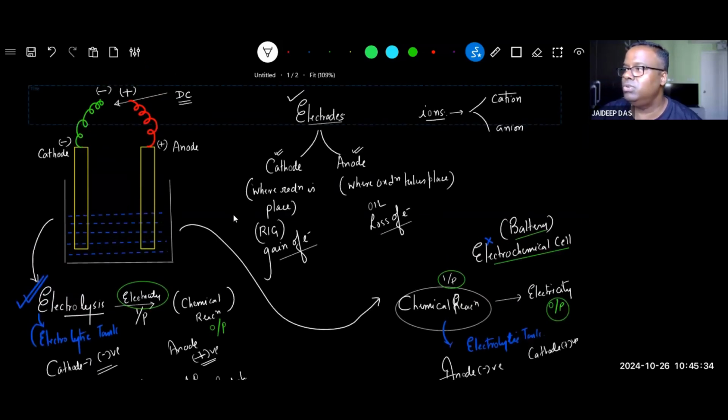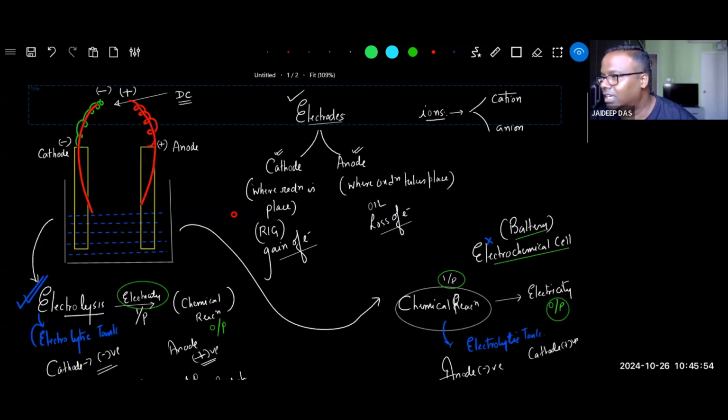So if somebody tells you define electrodes, electrodes are the metallic rods or rods made up of graphite or carbon that are dipped in the electrolyte, whose main purpose is to guide the external current into the electrolyte. They guide the external current. They guide the current and again take back the current. Okay, that is the job of the electrode.